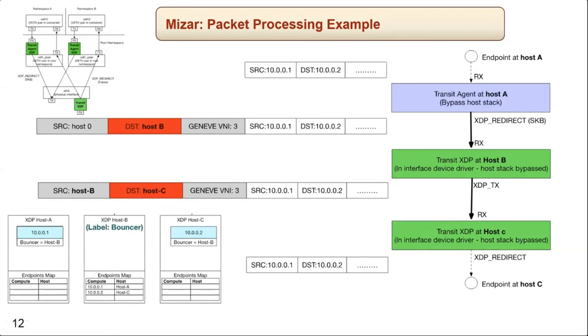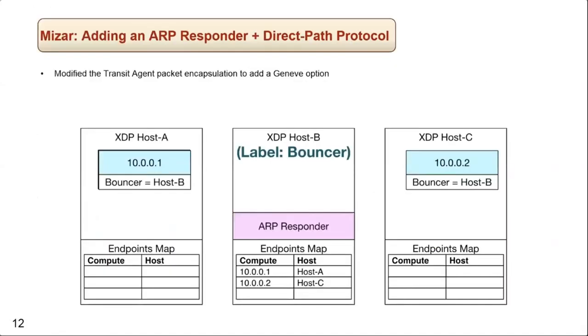However, you can see that there's a problem there. By doing all this, we've added an additional extra hop in between. So every packet that goes from the source endpoint to the destination endpoint has to go through a bouncer, and that's problematic. When you're dealing with line rate performance of packet processing, this is a major problem. So we decided, okay, how are we going to solve this problem?